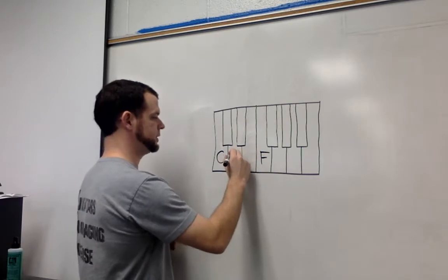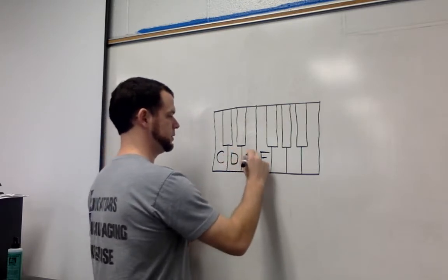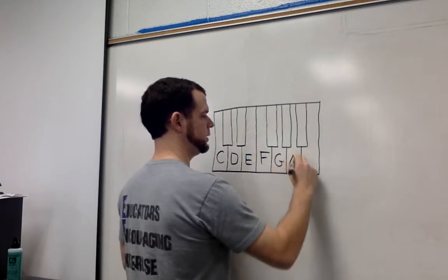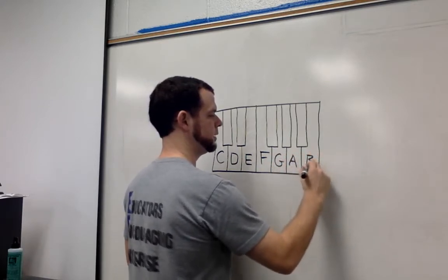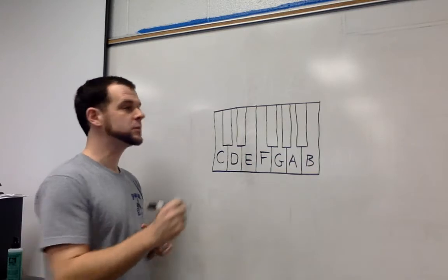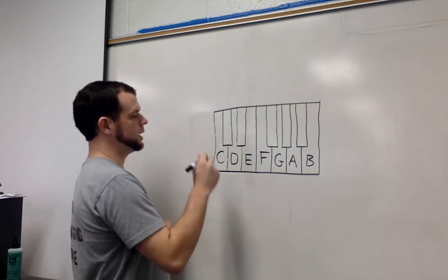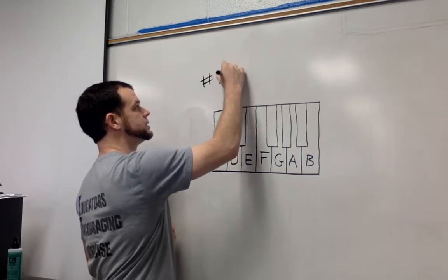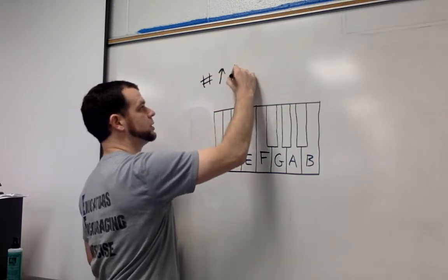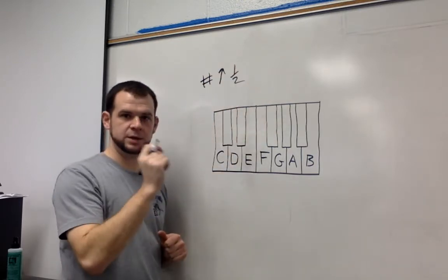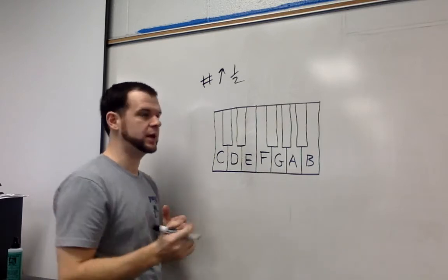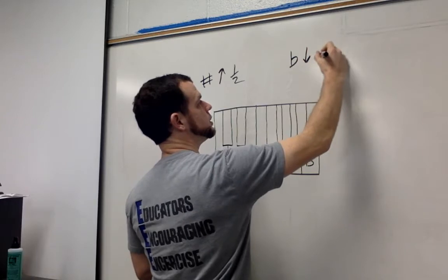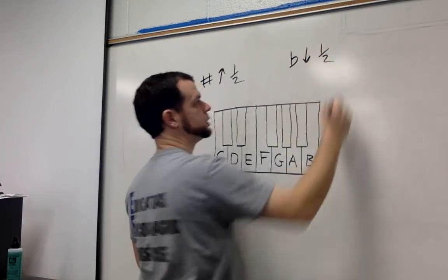We're going to fill in the other letters. F, G, A, and B. Now, a sharp raises a note by a half step, which is exactly one key, not skipping any white or black keys. A flat lowers a note by a half step.